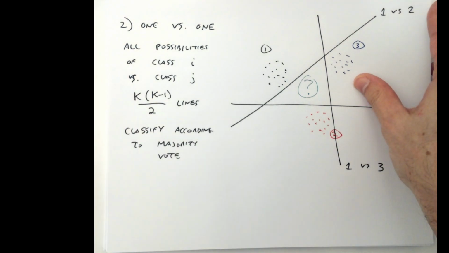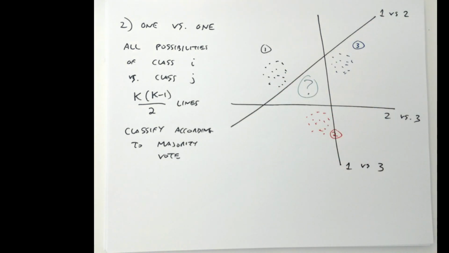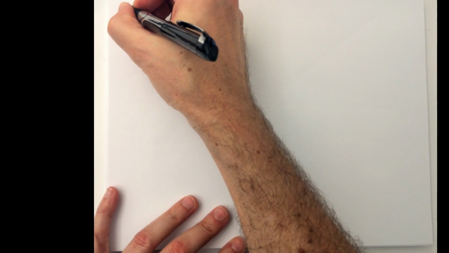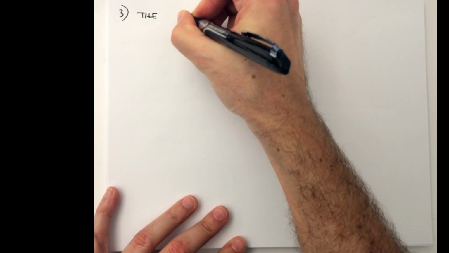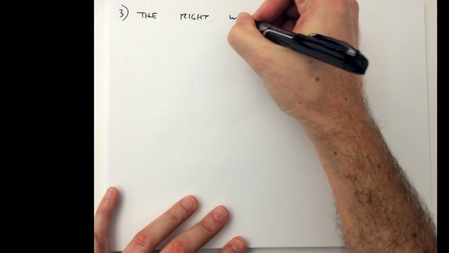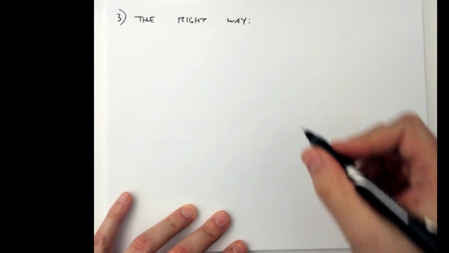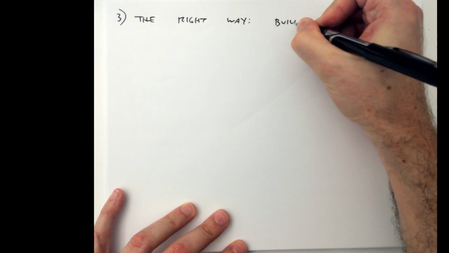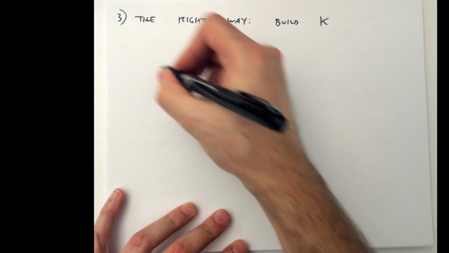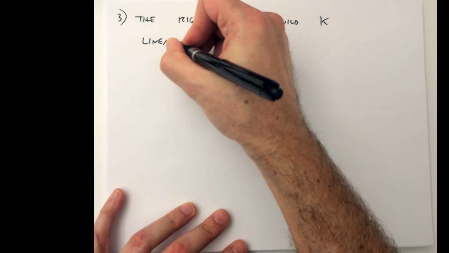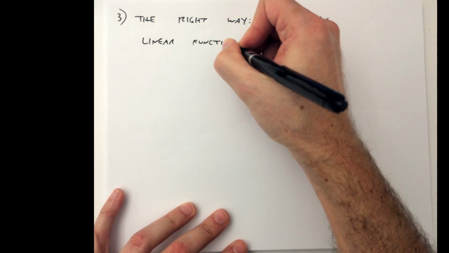So these 1 and 2 will definitely work, but there are always these weird corner cases where you're going to come up with ambiguous or undefined classification situations, right? So the right way to do it is the following. The right way is basically to build k linear functions, one for each class.